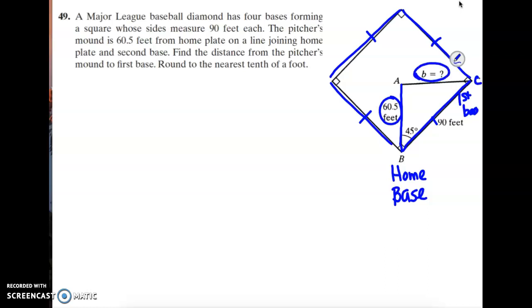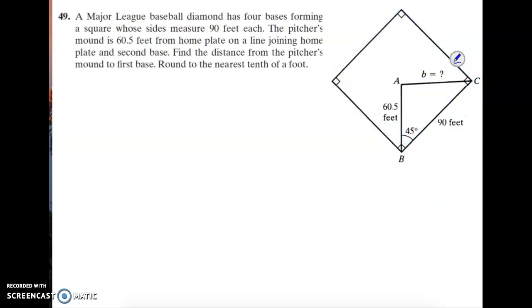All right, so I'm just going to clean that up. I'm going to focus on this triangle right here. This distance is 90, so I'm going to call that side A. This distance here is side C, and we want to find side B. This is a right triangle. This is also a right triangle.